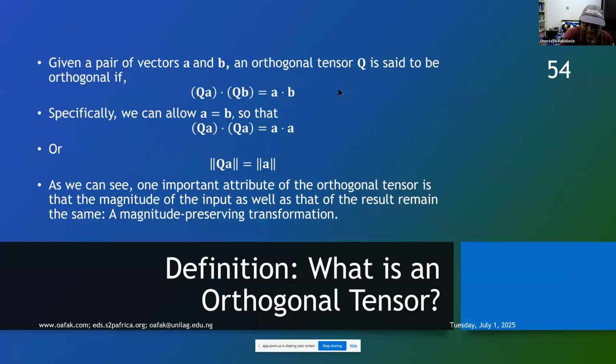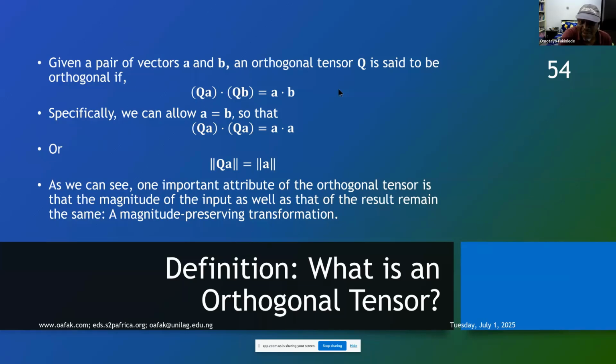You remember that A dot A is the square of the magnitude of A. QA dot QA is the square of the magnitude of QA. As we can see, one important attribute of the orthogonal tensor is that the magnitude of the input as well as the magnitude of the result will remain the same. It is a magnitude preserving transformation. Please note very, very seriously, we did not say that A is equal to QA.